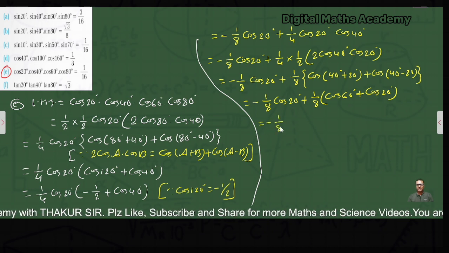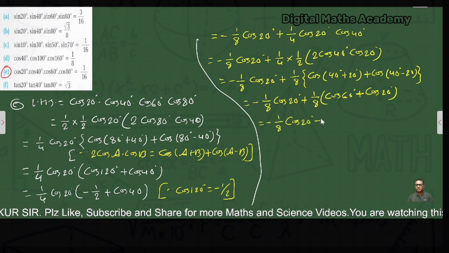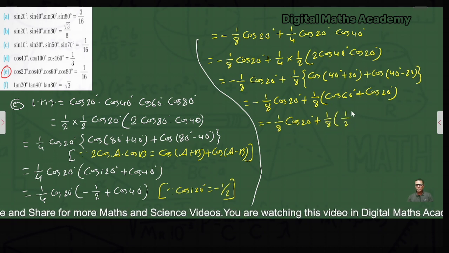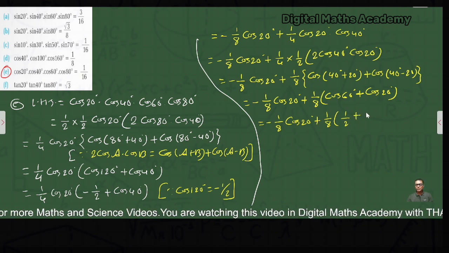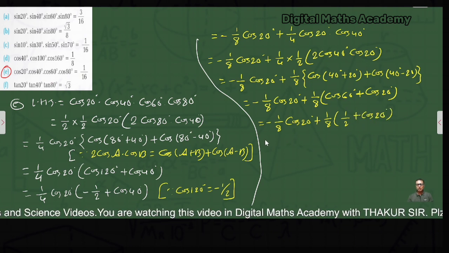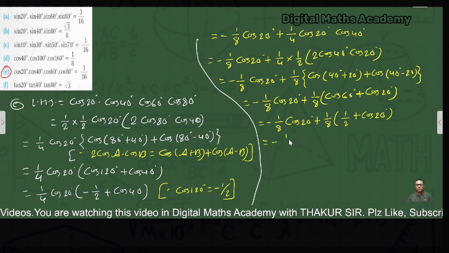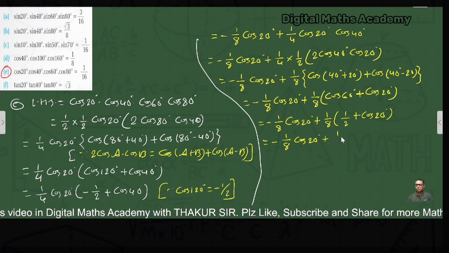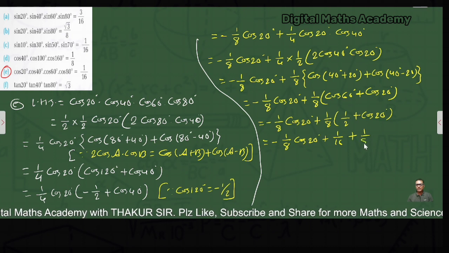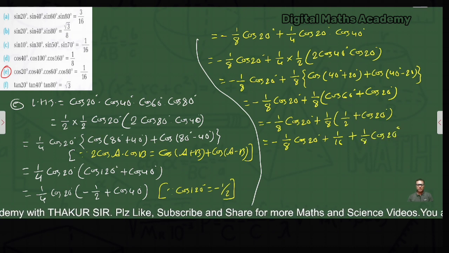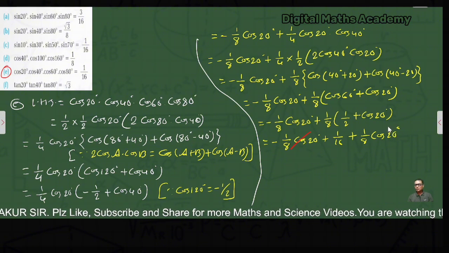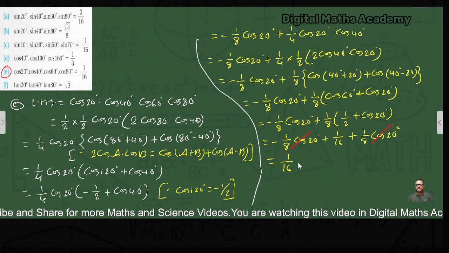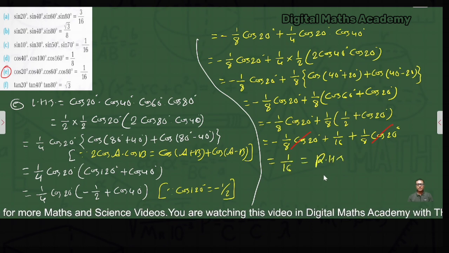Now it is minus 1 by 8 cos 20 plus 1 by 8, just cos 60 degree gives us 1 by 2, by the value of cos 60 degree equals 1 by 2, plus cos 20 degree. Now we open the bracket here, minus 1 by 8 cos 20 degree plus 1 by 8 into 1 by 2 equals 1 by 16 plus 1 by 8 cos 20 degree. And we know minus 1 by 8 cos 20 and plus 1 by 8 cos 20 will cancel each other, and the remaining we have 1 by 16, that's equal to the right hand side, and it is proved.